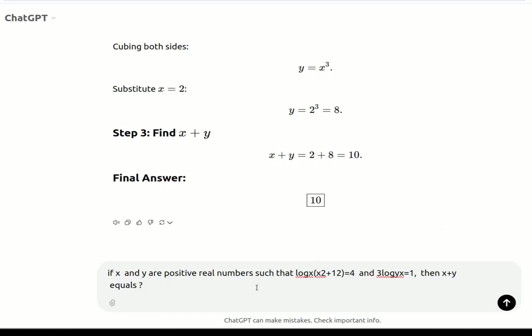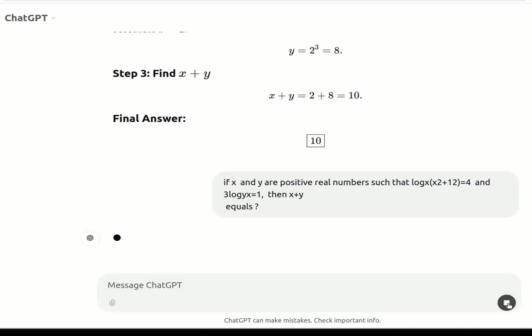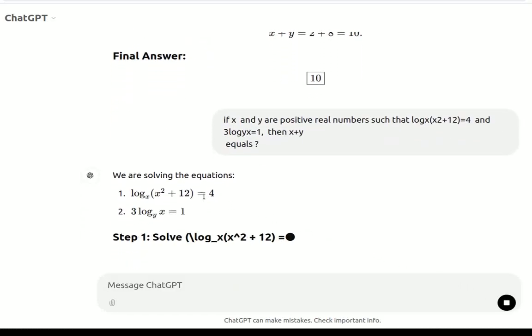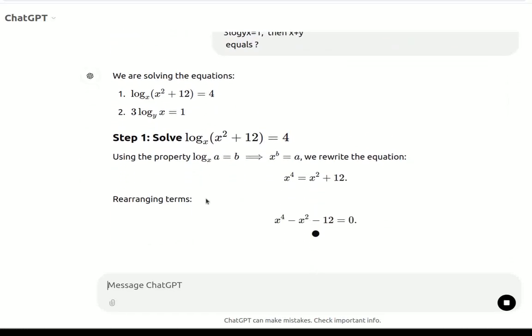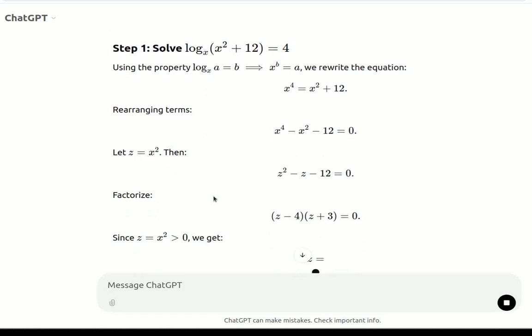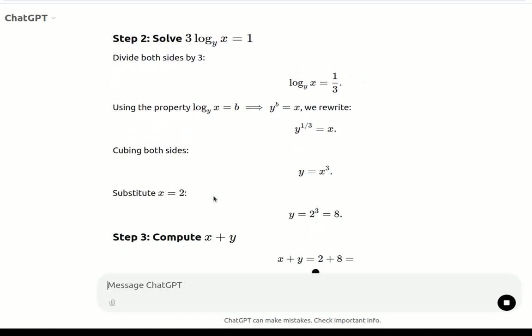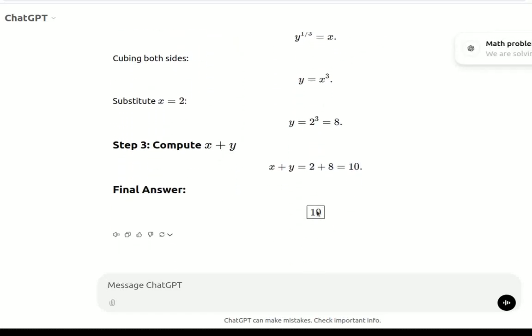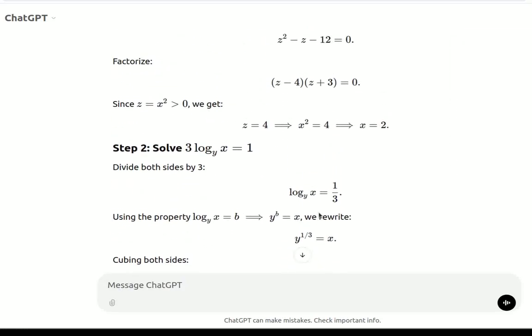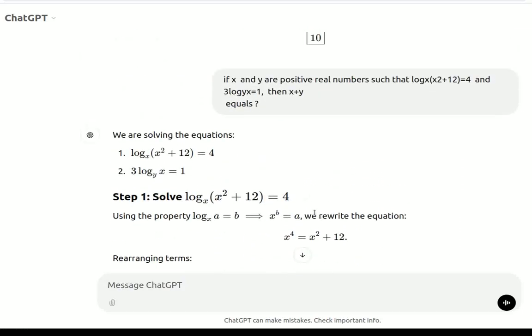So this is the question I am going to input to ChatGPT, and it is solving the problem step by step. The answer in the dash shown is 10. Actually, the answer is correct because x plus y equals 10 only. So I have verified. Let me explain how it's solved. It is giving some steps to solve it. Okay, so even we could learn how we can solve this kind of problem.